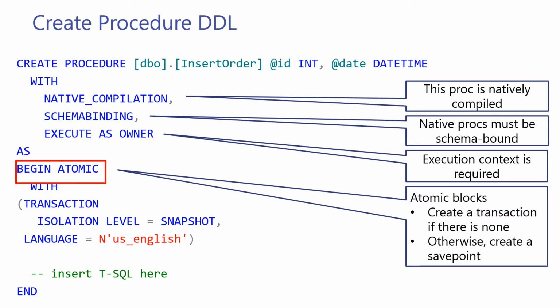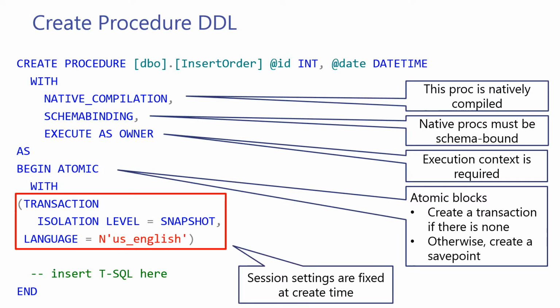And we do support things like try catch within the atomic block, so you can always catch error messages to prevent throwing out of it. And then we also want to fix the session settings at create time to ensure that we don't need to interpret any specific state, and also to ensure that every execution of an atomic block always has the same results. Now there are two settings you are required to specify: the transaction isolation level and the language. Language is mostly related to date format in this case.